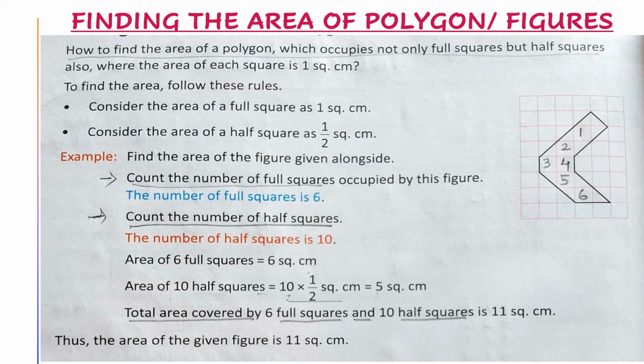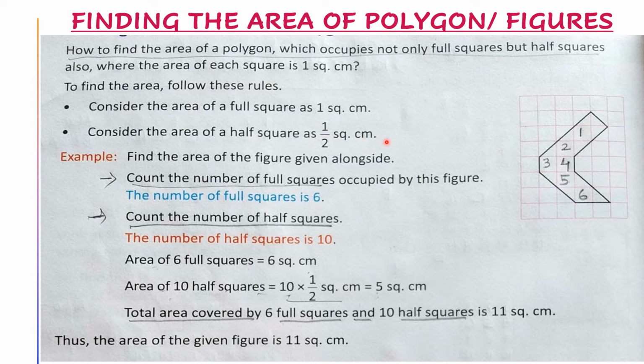Finding the area of polygons and other figures. Children, we have learned to find the area of regular shapes by counting the number of squares occupied by them. But what if we have to calculate the area of figures which consist of full squares and half squares? To find the area of such polygons and other figures, we need to follow certain rules. Rule 1. Consider the area of a full square as 1 square centimeter. Consider the area of a half square as half square centimeter.